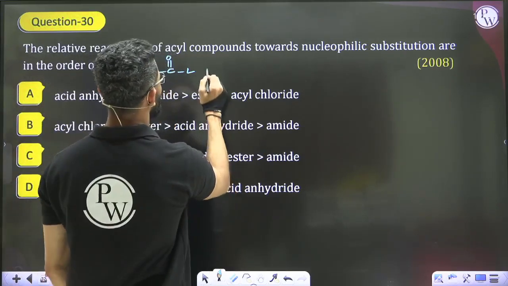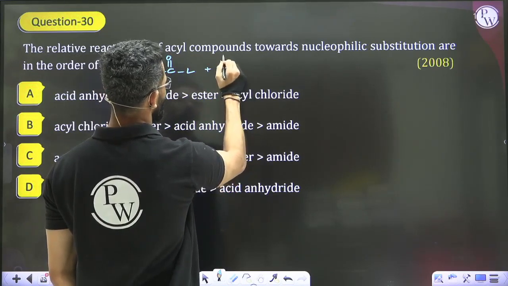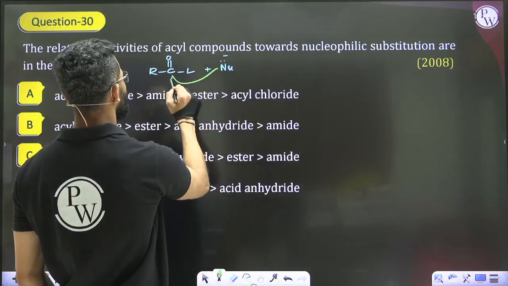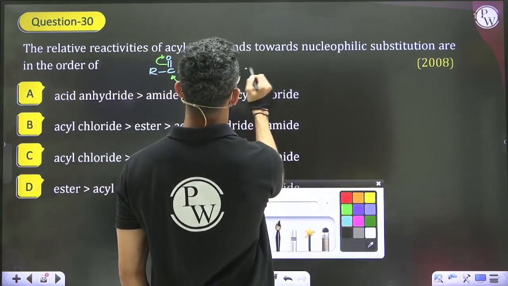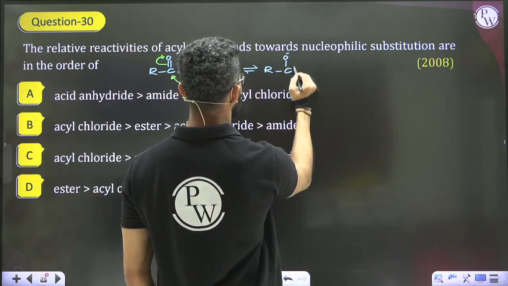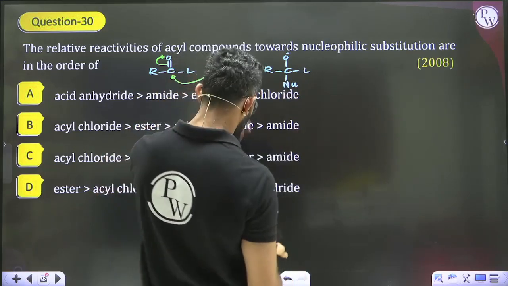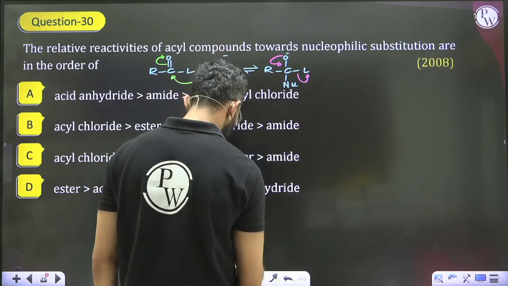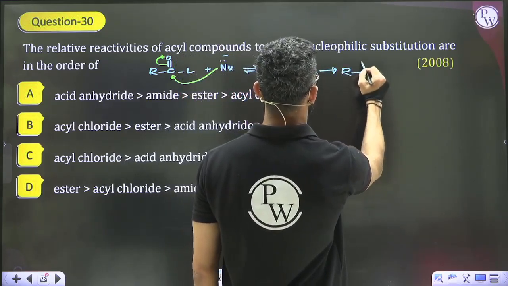When we allow such a compound to react with a nucleophile, this nucleophile attacks at the deficient carbon, the bond breaks to make it O-. So we get formation of R, C single bond O-, leaving group, and here we get the nucleophile. You can see sp2 carbon converted to sp3, and then this negative charge delocalizes and the leaving group leaves. So the product formed here is R, C double bond O, Nu.